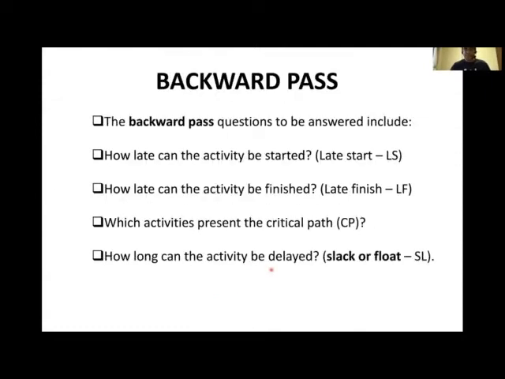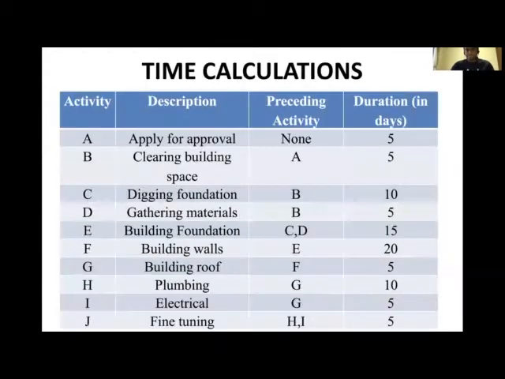Right. So now the back pass is a question of how late can the activity be started and how late can the activity be finished. In this case, you'll be able to know the critical path and also the total slack of the project after finishing the back pass. All right.